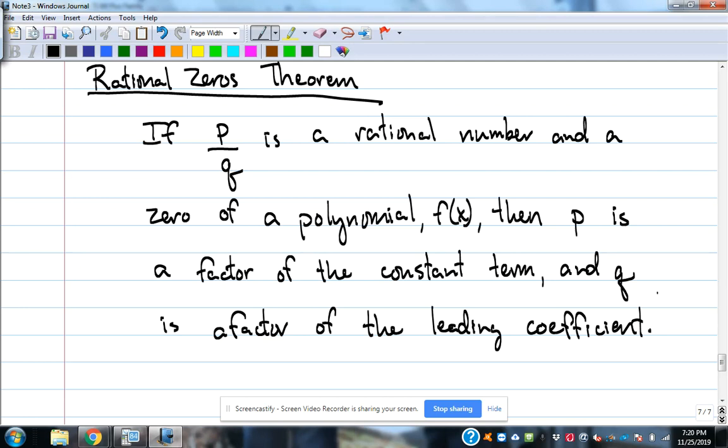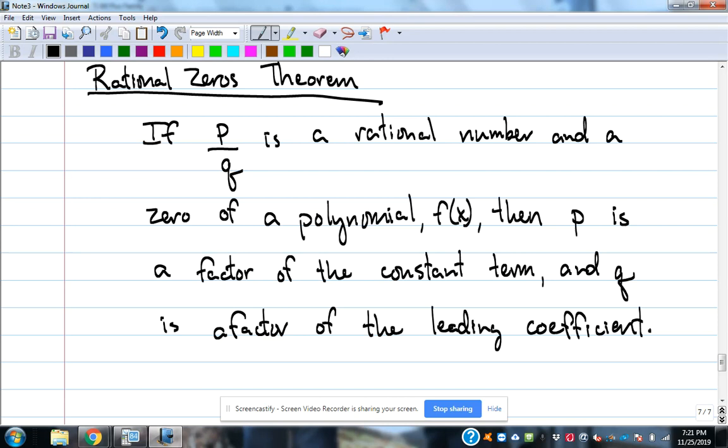Okay. All right. That really doesn't mean a whole lot until we do a problem that's got some actual numbers to it. But what it boils down to is you can take the number at the end and the number in the front and look at the factors that go into those to make a shortened list of the possible rational zeros. Rational numbers are numbers that can be written as fractions. They're real numbers, not complex. Okay. So when we're doing the rational zeros theorem, we're trying to find real numbers.